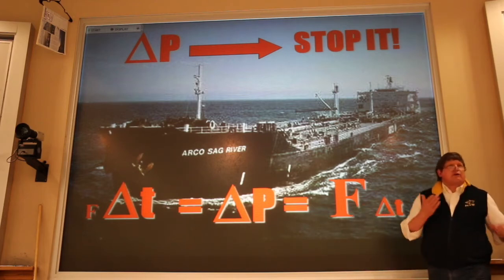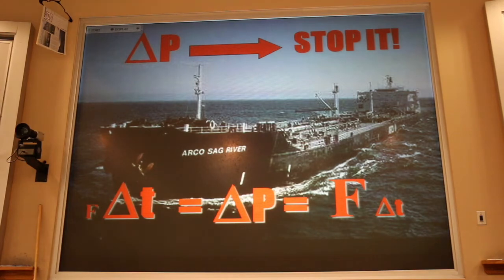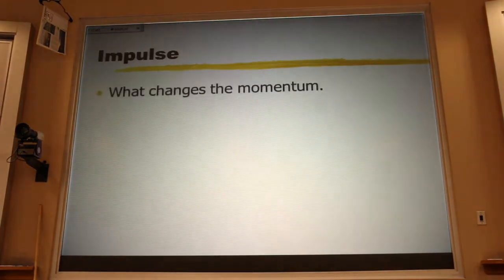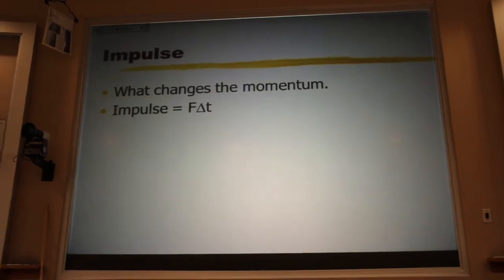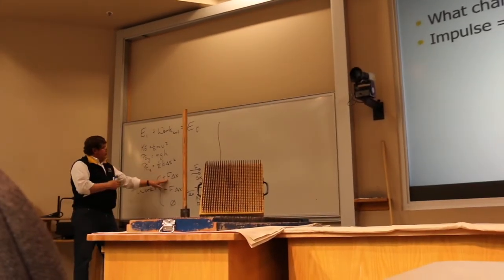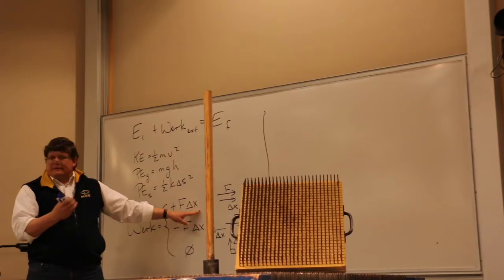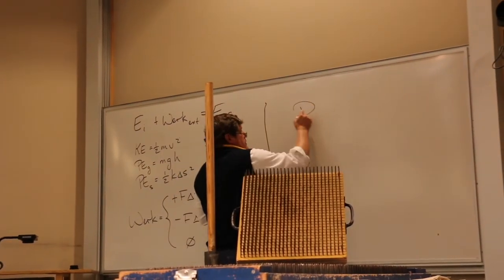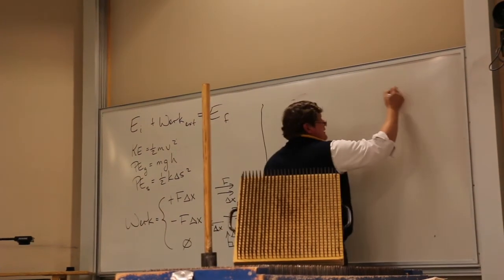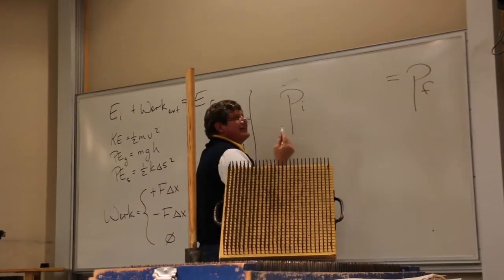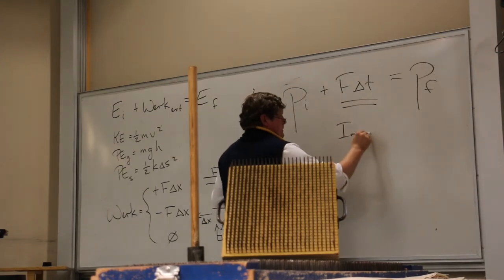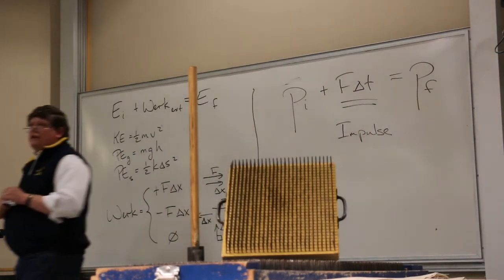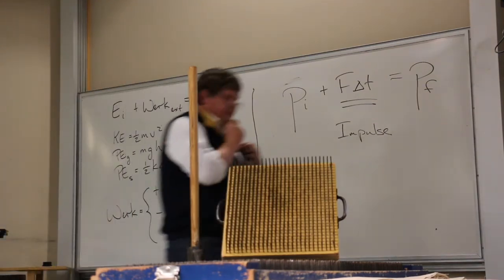Now, this combination of force times time is what changes momentum. It's called the impulse. Now, I want you to look at something here. When we were talking about energy, it was force times distance that changed the energy. But when it comes to momentum, the initial momentum is equal to the final momentum, except when it's not, and that's when I've got an impulse acting. That's how you change momentum, with an impulse.